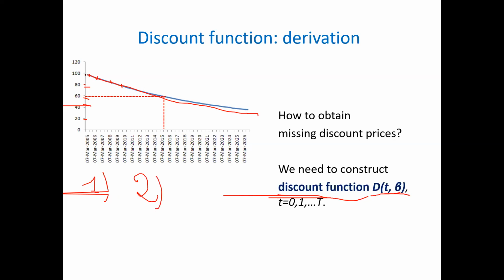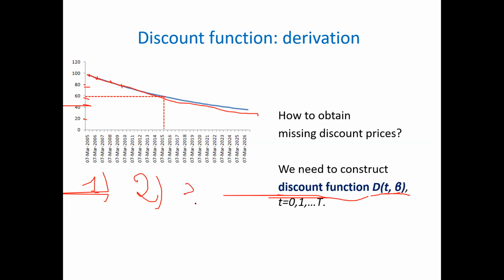Second is that we would like the function to be continuous, in the sense that there should be no holes, no gaps. For any arbitrarily chosen time to maturity, I would like to have a discount price, so there should be no gaps. Therefore, we require this function to be continuous.